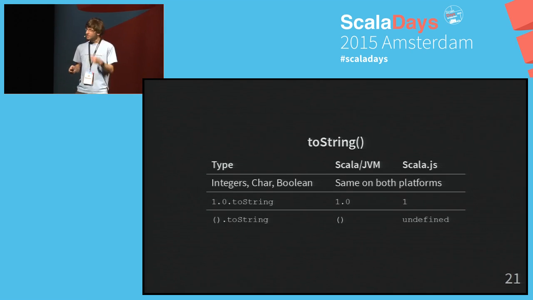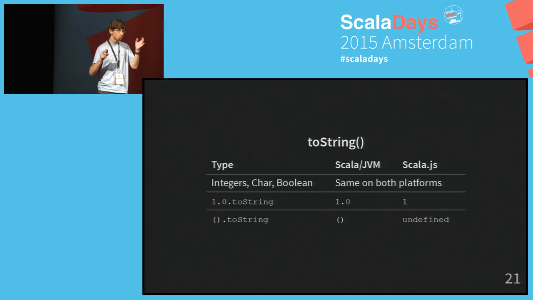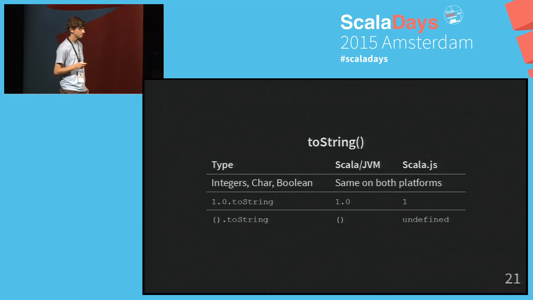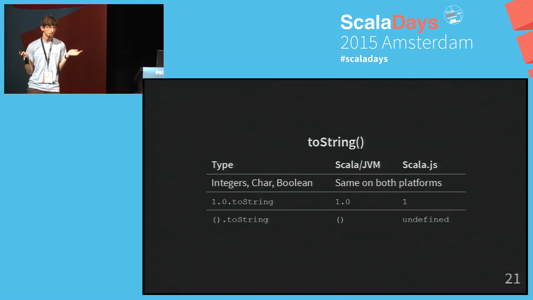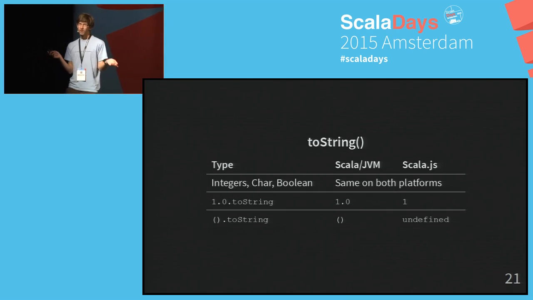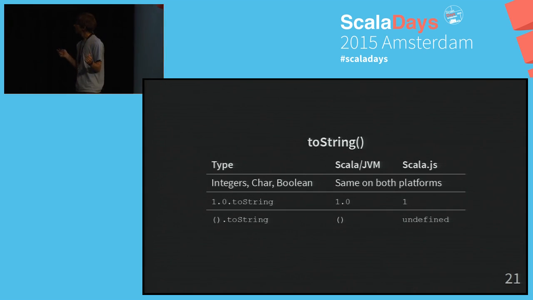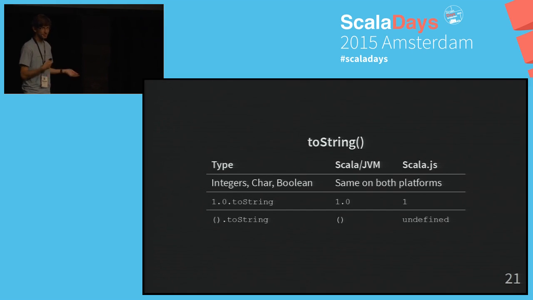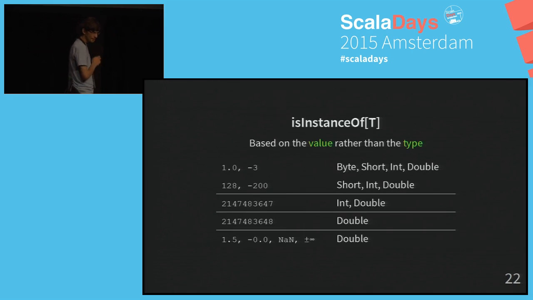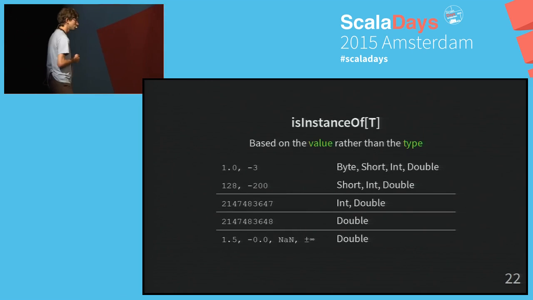So first, we need to be a little bit more relaxed about toString on primitive types. And especially on doubles and floats, you will not see the .0 that the JVM would print. OK, that's fine. And unit, if you call toString on it, you get undefined, because as we saw earlier, unit is undefined. It's the same thing.